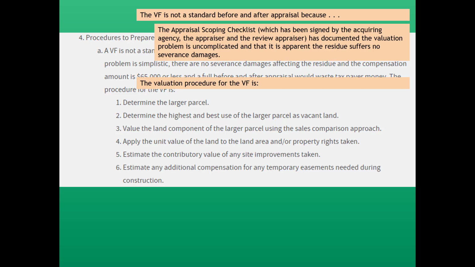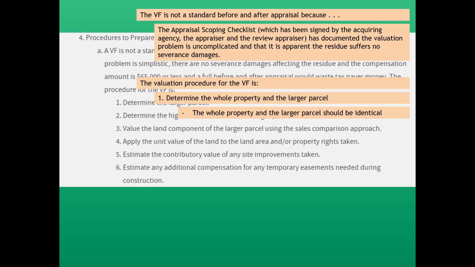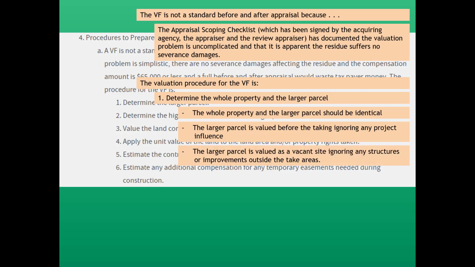The valuation procedure for the value finding is: 1. Determine the whole property and the larger parcel. The whole property and the larger parcel should be identical. The larger parcel is valued before the taking, ignoring any project influence. It's also valued as a vacant site, ignoring any structures or improvements outside the take areas.